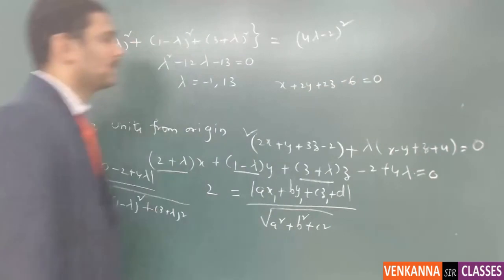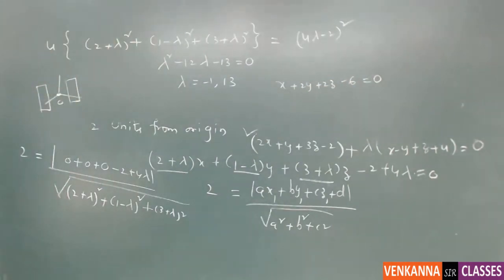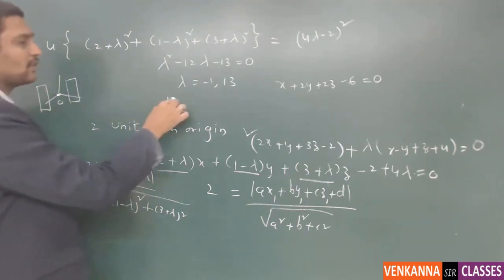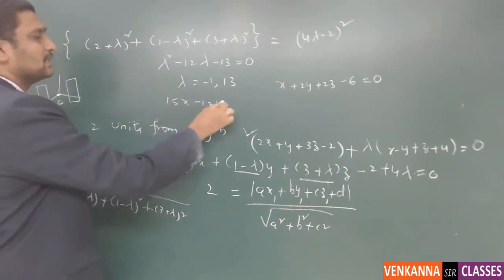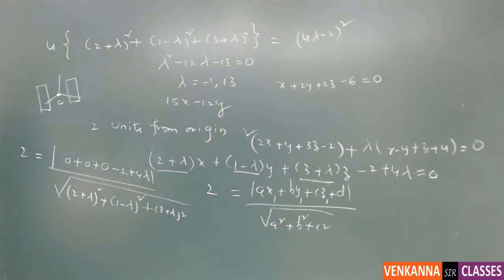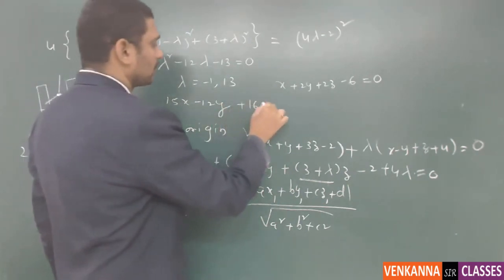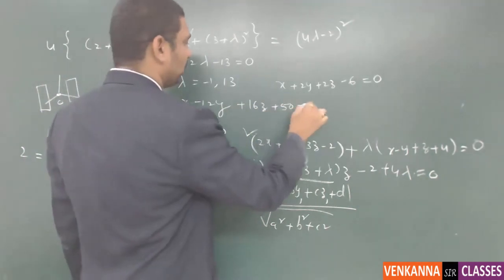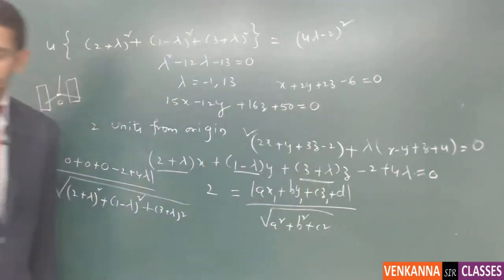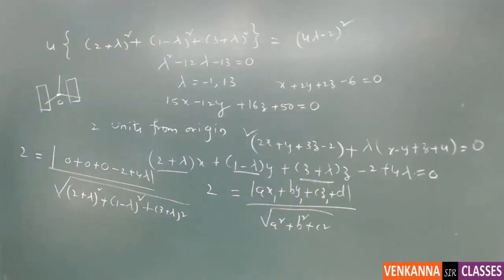By substituting the respective lambda values, you will get the solution as x plus 2y plus 2z minus 6 equal to 0 is one plane equation. Another one, 15x minus 12y plus 16z plus 50 equal to 0 is the other one. Okay? After noting, you please tell.